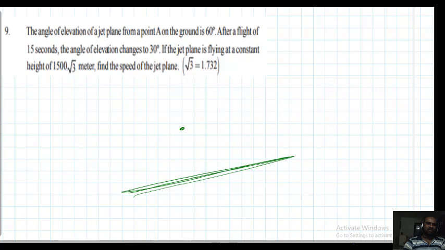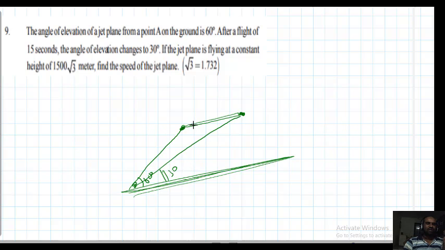Initially, the jet is here. After some time, the jet is here. The jet is traveling in a straight line which is parallel to the ground. Initially the jet is here, and at that time the angle of elevation from the point is 60 degrees. After 15 seconds, the jet position is here. At that time, the angle of elevation from the same point changes to 30 degrees.